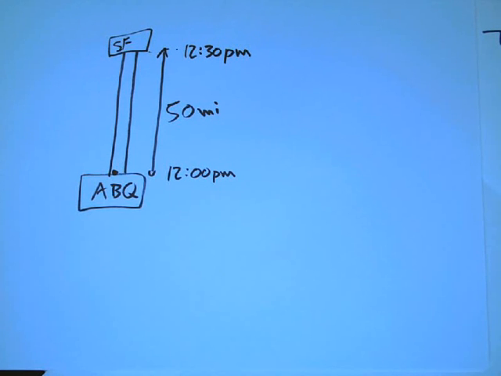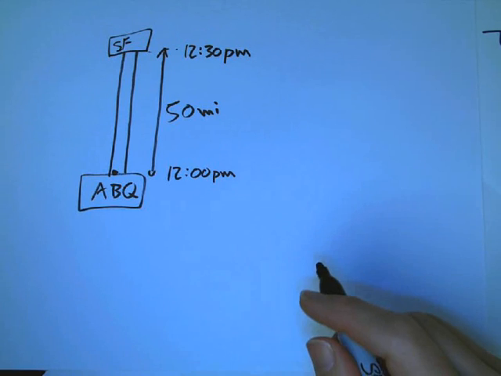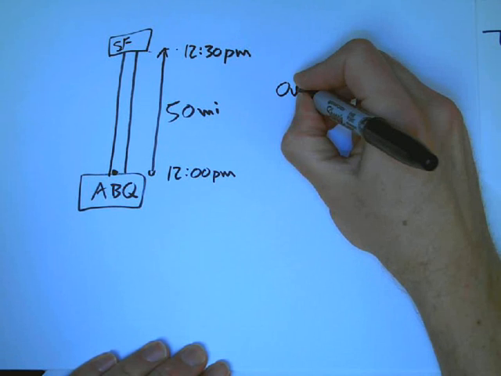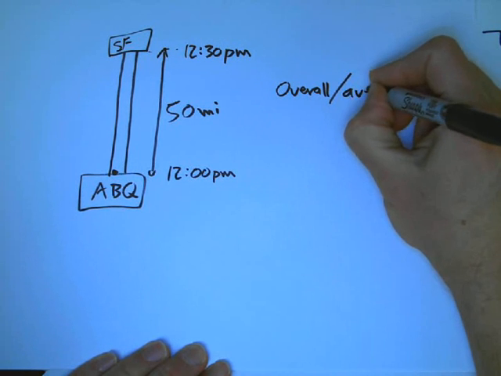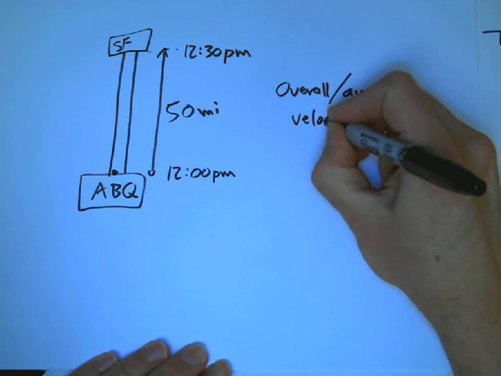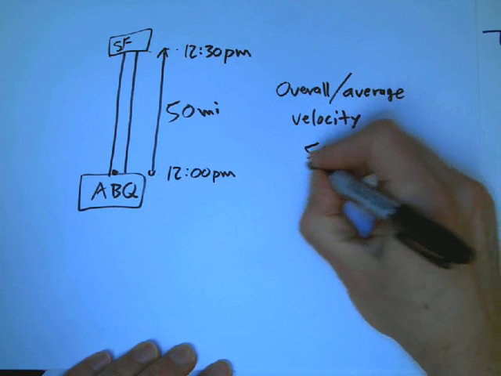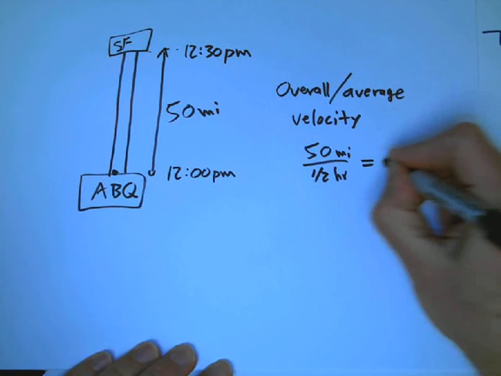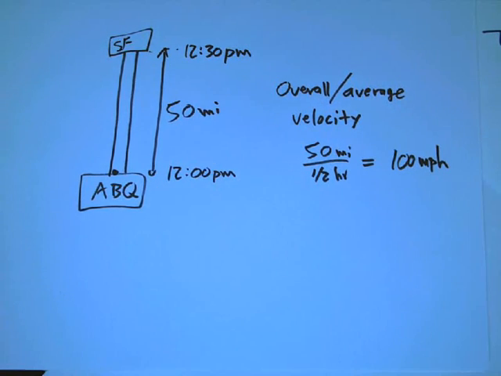And we said, "Wait a minute, Scooter. That's really suspicious because we can calculate your overall, or as it's usually known, average velocity. That's 50 miles over 1/2 an hour. That's 100 miles per hour. We told you not to speed anymore, Scooter, but that's way over the 75-mile-an-hour speed limit."